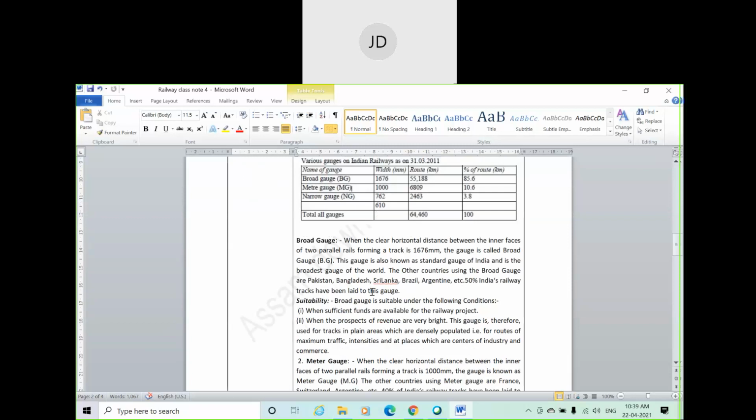Fine. So in a populated area, or an industry-oriented area, or if a particular area has maximum traffic, broad gauge can be used. That means the expense is giving you that much back as revenue. So revenue is a very important term when you are going to lay your gauge. Okay, fine.